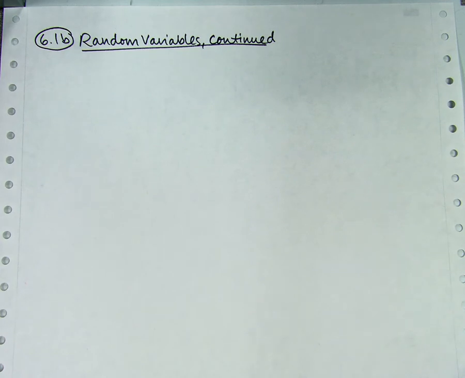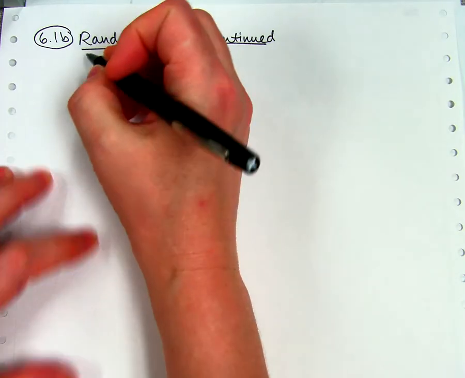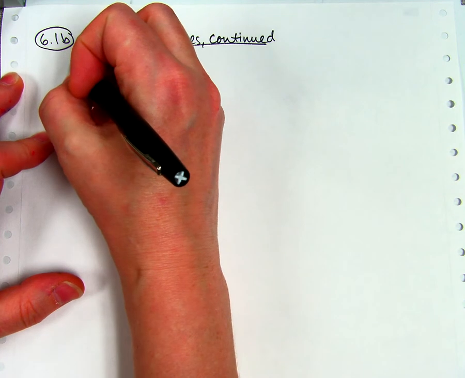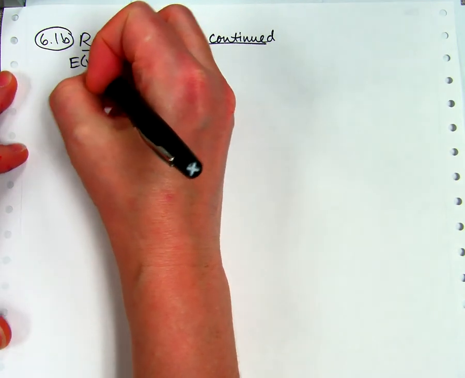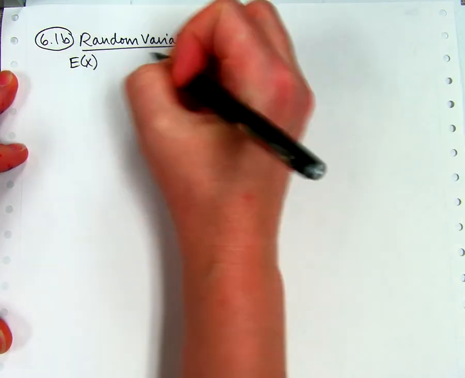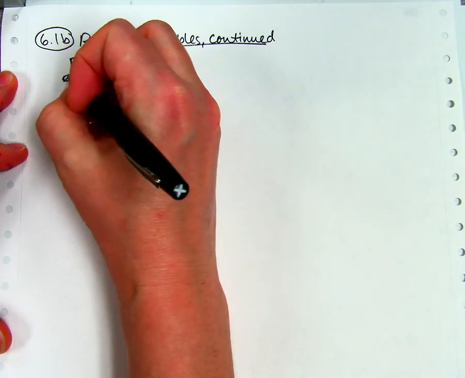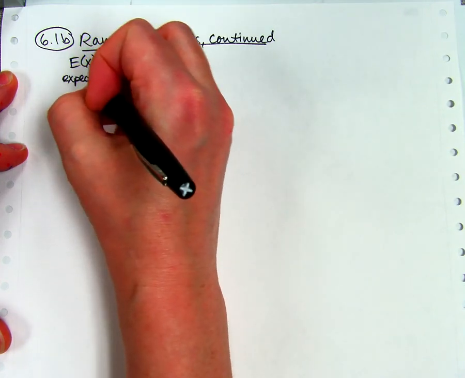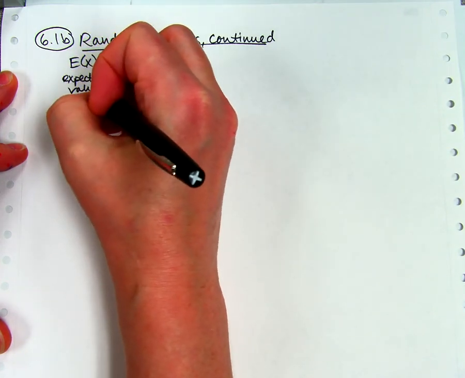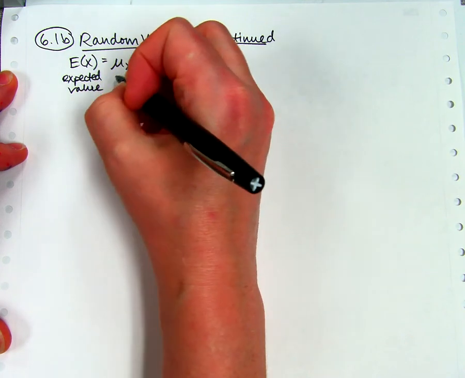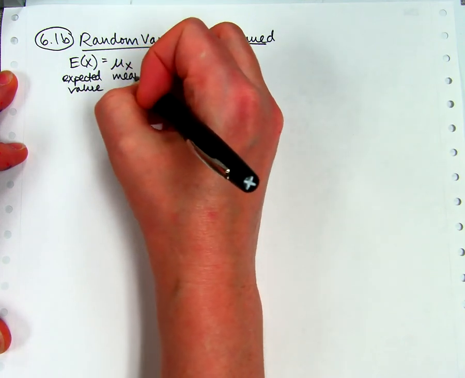Hello Stats class, this is lesson 6.1b, continuing with random variables. And I'll remind you that last week in 6.1a we learned how to find the expected value, which is also the mean of x. So this is the symbol that you use for expected value. And if you use the Greek letter mu, then you're talking about the mean, but they're really the same thing.